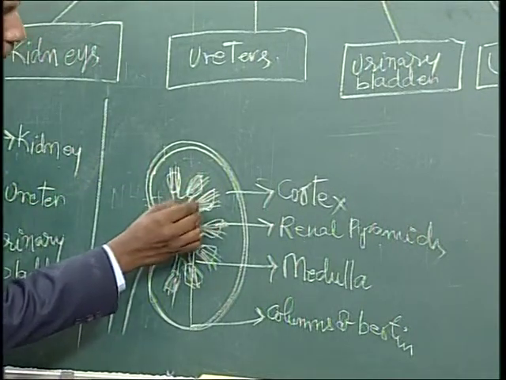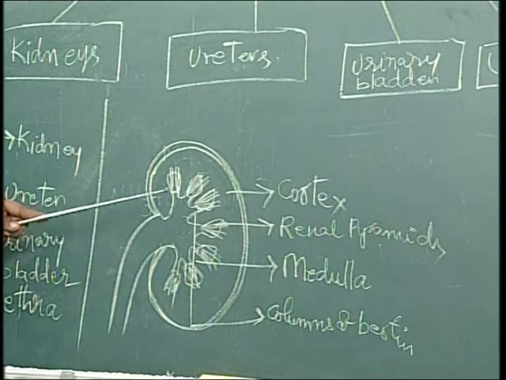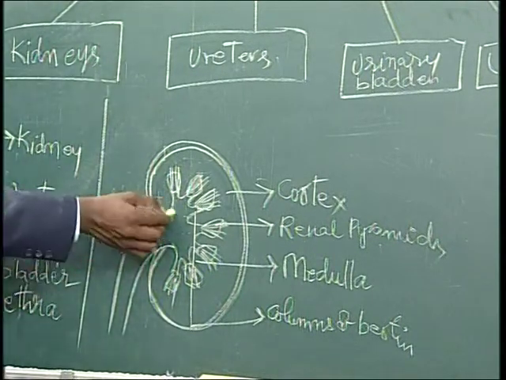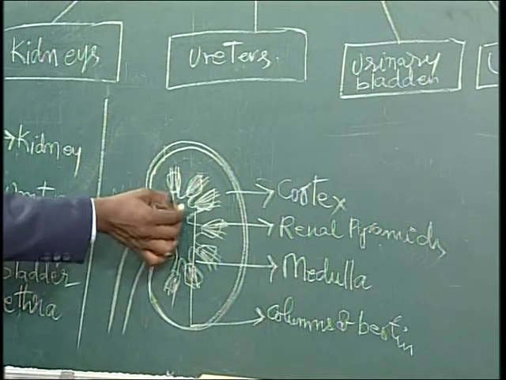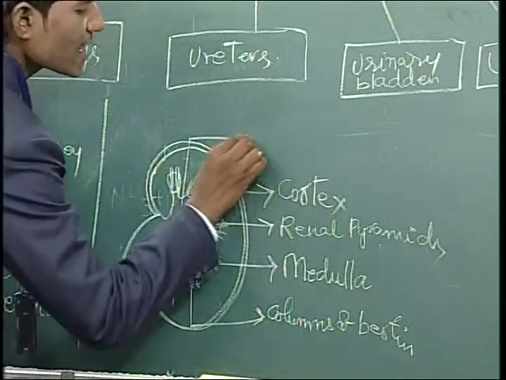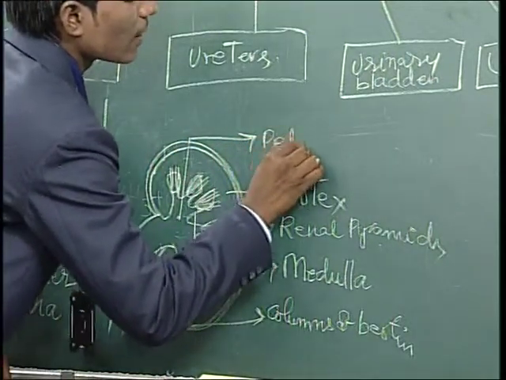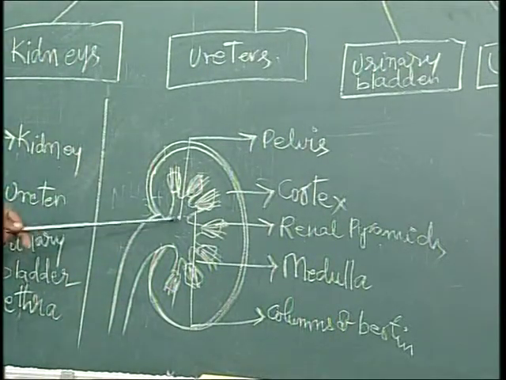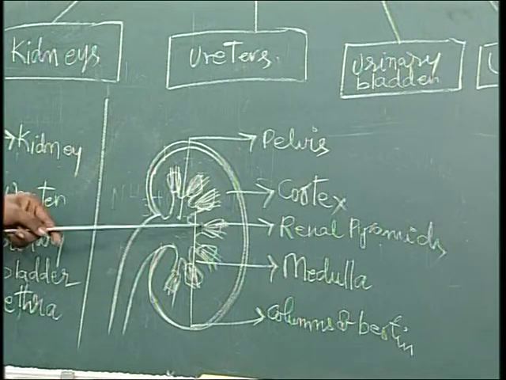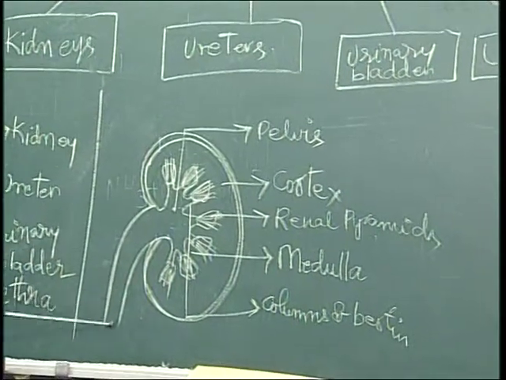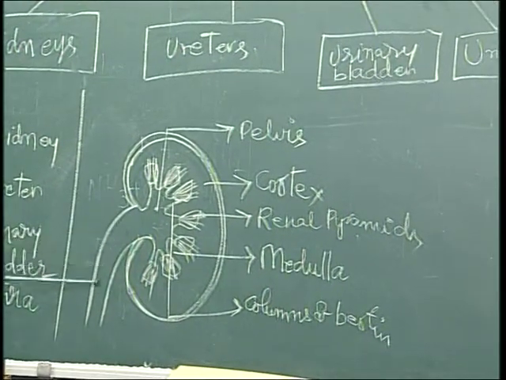Here you see each renal pyramid has an apex. The group of apexes here forms the pelvis, a cup-like shaped structure. You see, this is the cup-like shaped structure. This is called pelvis. From the pelvis, the ureter, which carries urine from the kidney, emerges out. See, this is the ureter. Okay?